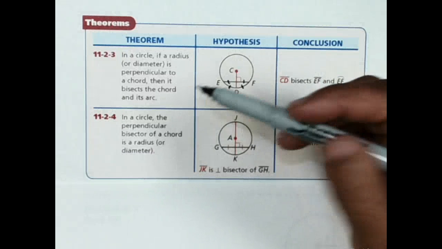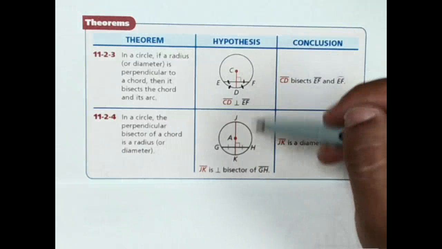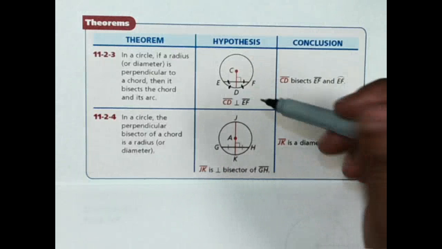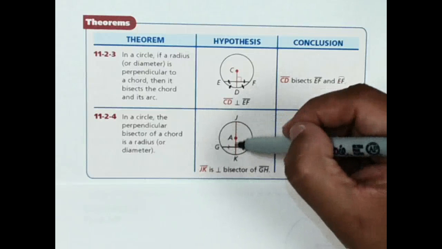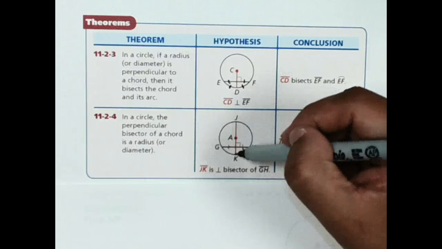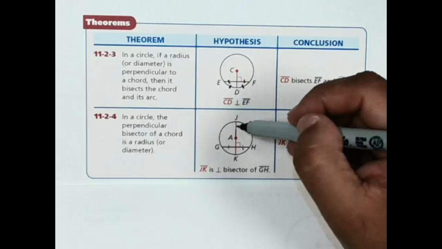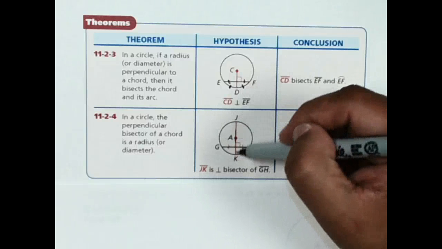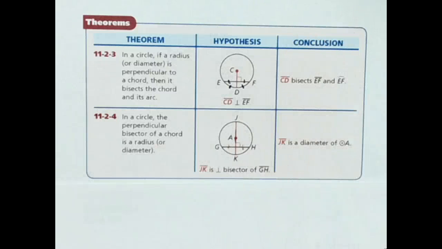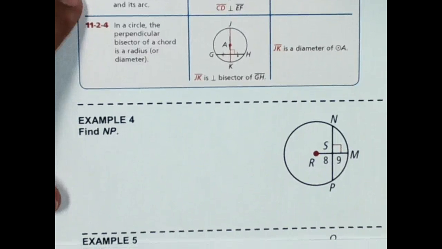Okay. In a circle, the perpendicular bisector of a chord is a radius. So going back the other way, if I know these two pieces are congruent, that tells me this line right here is a radius or a chord depending on how long it's drawn. If it goes from A to K, it's going to be a radius. Obviously, if it goes from J to K, that would be a diameter. Okay, so let's look at an example.